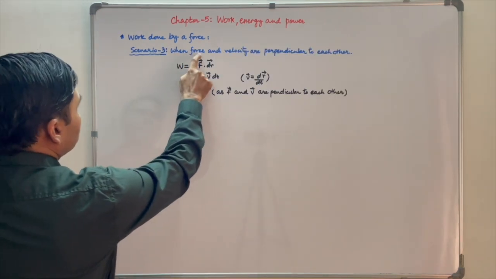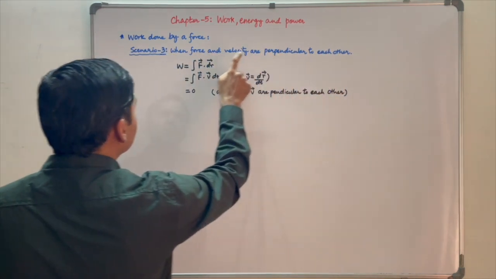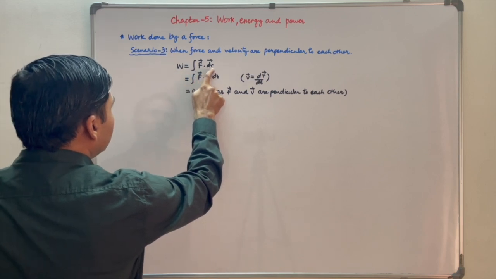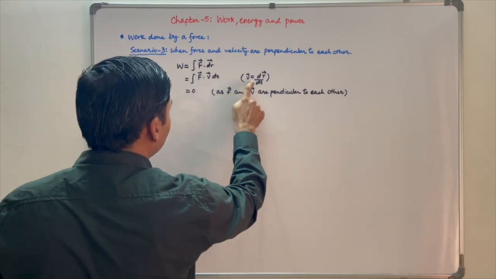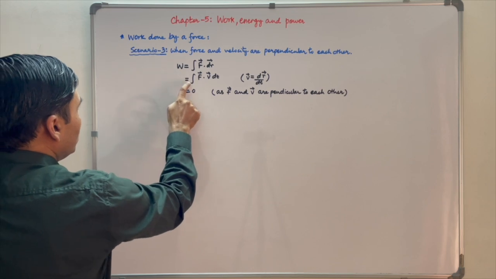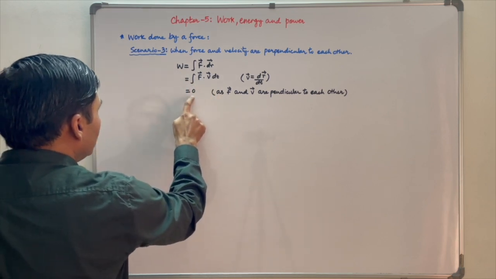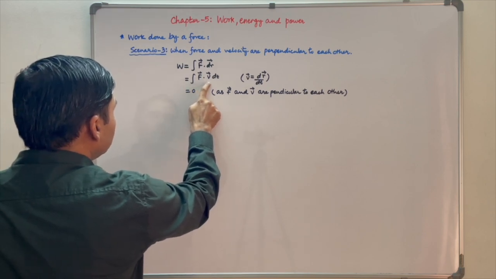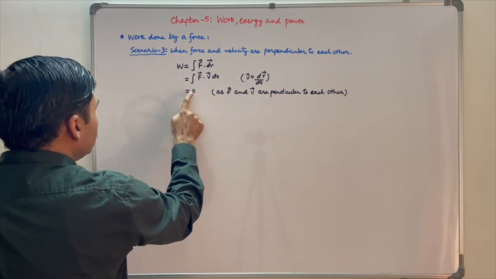Scenario 3. When force and velocity are perpendicular to each other. We know that work done W is equal to integration of F dot dr. In place of dr, we can write v dt as velocity v is equal to rate of change of displacement. So work done W is equal to integration of F dot v dt, and that is equal to 0. Since force and velocity vectors are perpendicular to each other, their dot product will be 0. So work done in this scenario is 0.